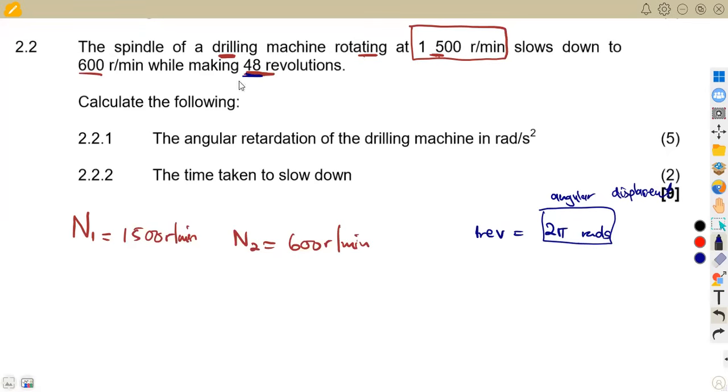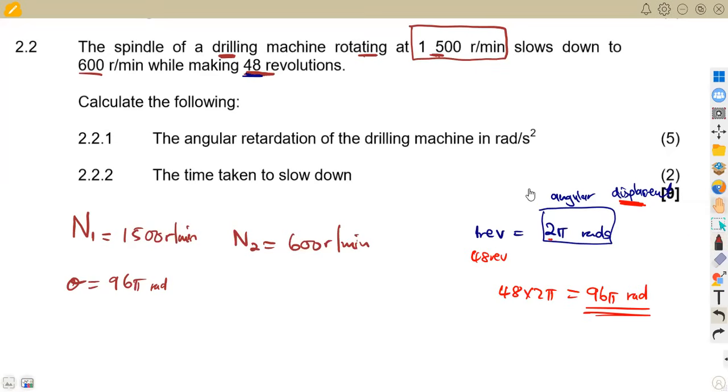You are supposed to know that if it makes 48 revolutions, therefore the total displacement is going to be what? For 48 revolutions, you are going to multiply by 48. So it's going to be 48 times 2 pi, which is going to give us 96 pi radians. This being the theta, the angular displacement. So we are given the value for theta also, which is 96 pi in radians. So take note, guys, how do they give information?